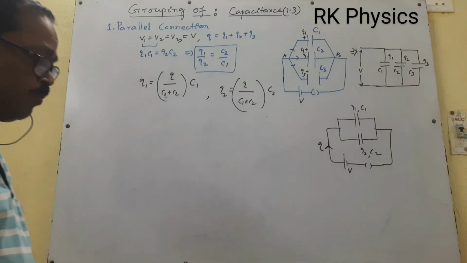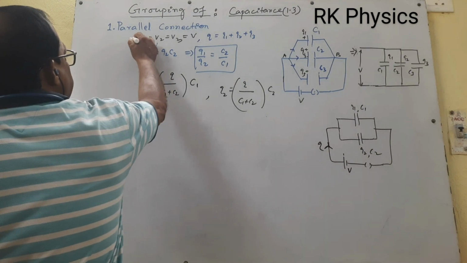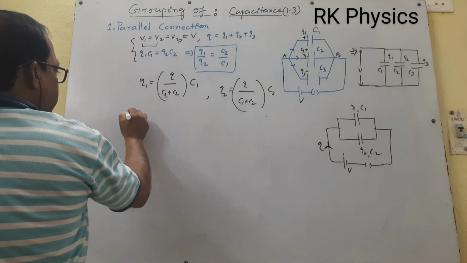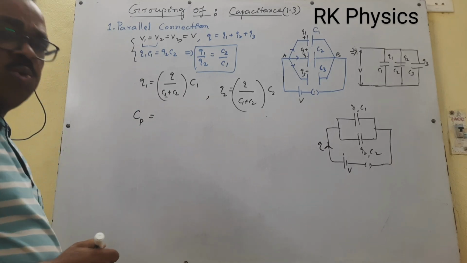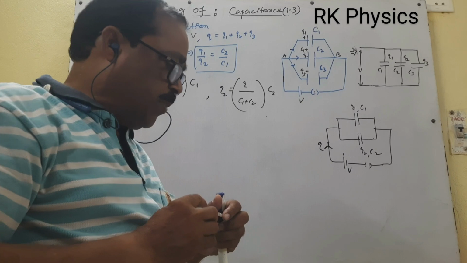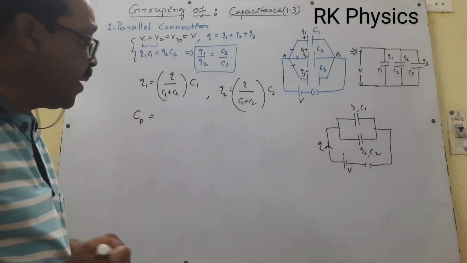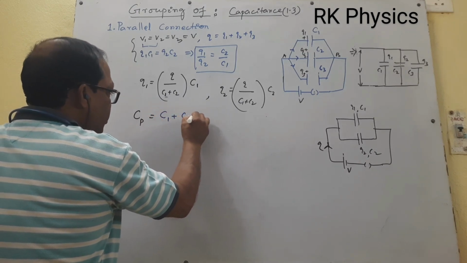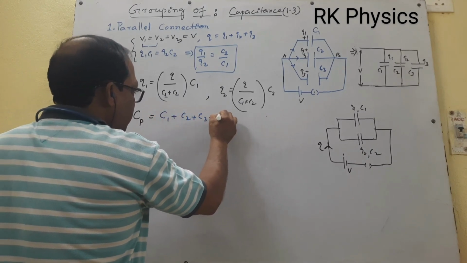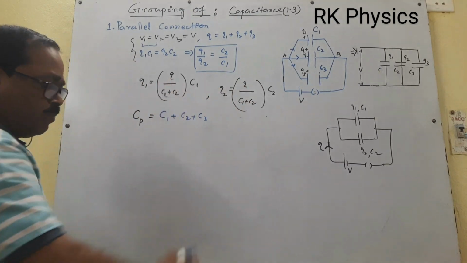It is possible. Now, with the help of this principle, you can calculate Cp, which means equivalent capacitance. If a number of capacitors are in parallel, I am writing the equivalent or effective capacitance Cp as C1 plus C2 plus C3 like this. There are three capacitors, so you can take three.